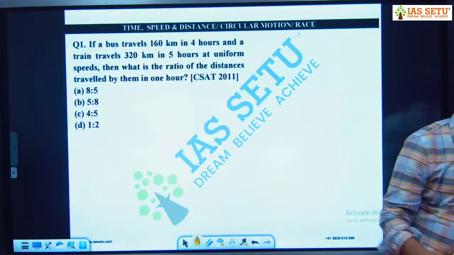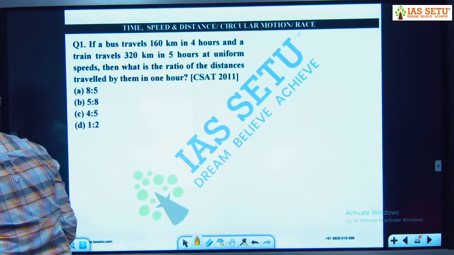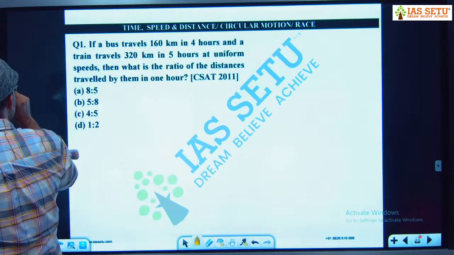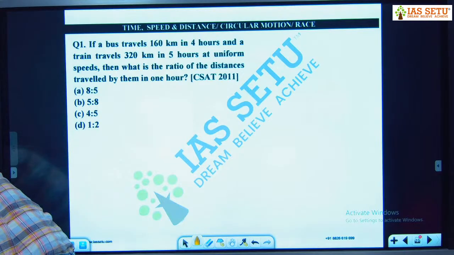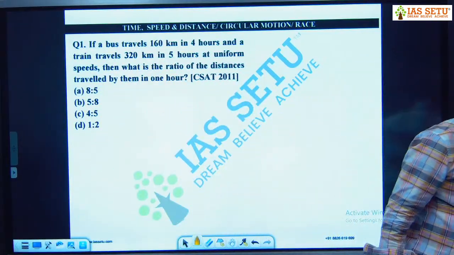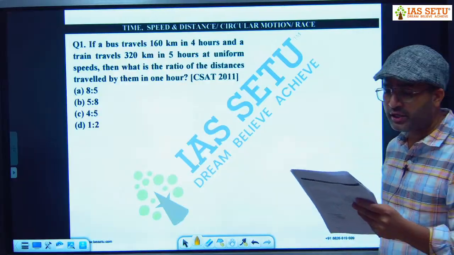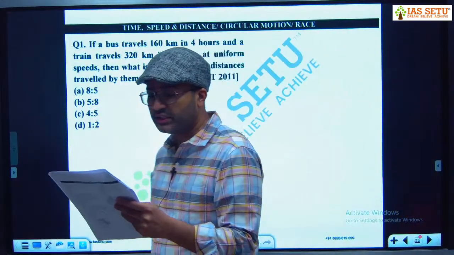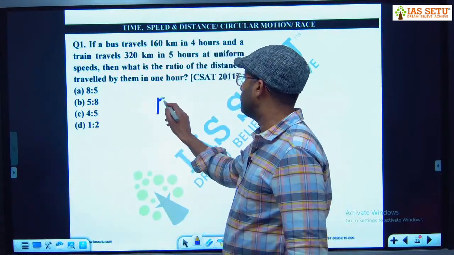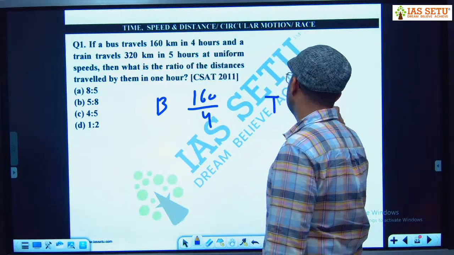पहला क्वेश्चन वी ऑलरेडी डिस्कस। If a bus travels 160 kilometer in 4 hours and a train travels 320 kilometer in 5 hours at uniform speed, then what is the ratio of the distance traveled by them in 1 hour? So this bus covers 160 kilometer in 4 hours and train covers 320 kilometer in 5 hours.